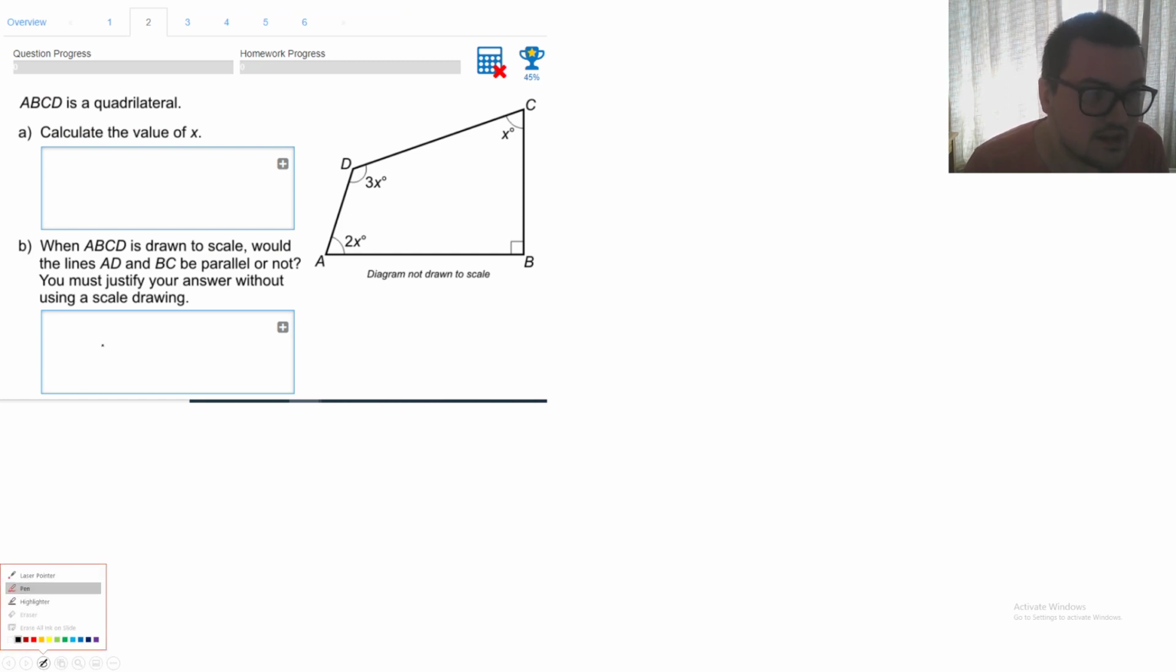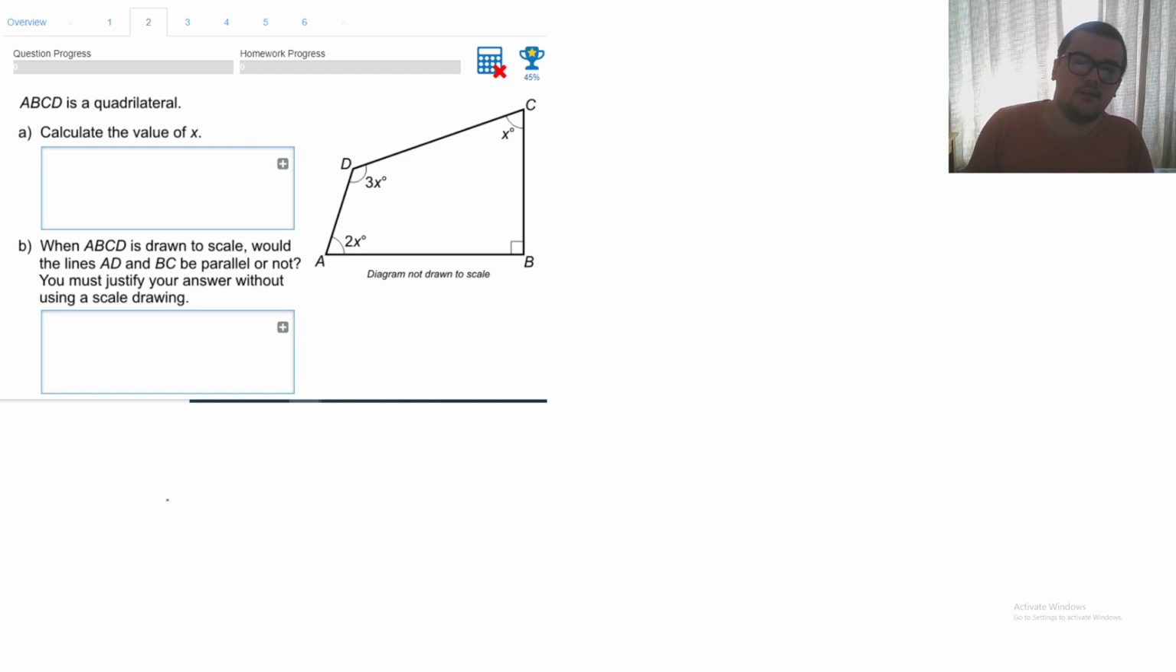ABCD is a quadrilateral. Calculate the value of X. Now, this says you don't use a calculator, and this relies on you knowing your rules of internal angles and the sums of internal angles. Any quadrilateral, a square, a rectangle, a rhombus, a parallelogram, any kind of quadrilateral shape with 4 sides, the internal angles add up to 360 degrees.